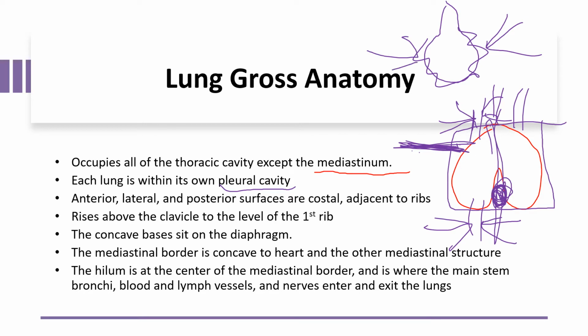Well, A, surfactant will help keep them from collapsing. Remember, that reduces the surface tension inside. But B, the thoracic cage actually helps keep that balloon inflated, because the rib cage naturally wants to be out. It wants to be expanded. Your rib cage wants to be all the way open, right?